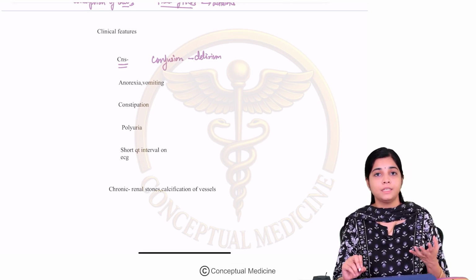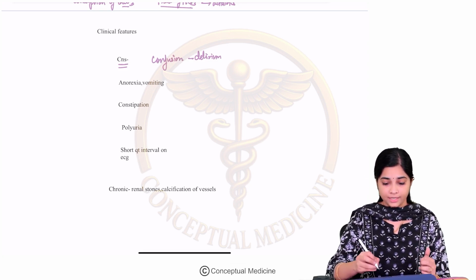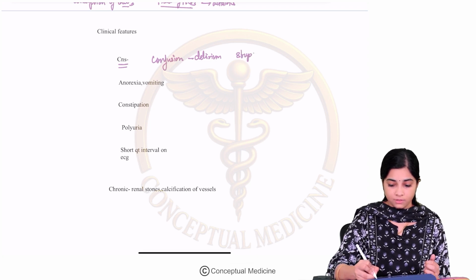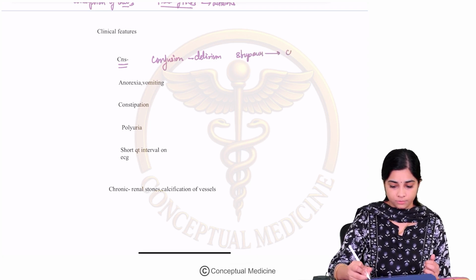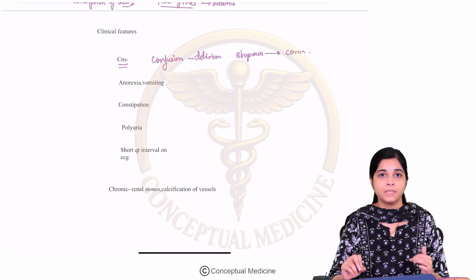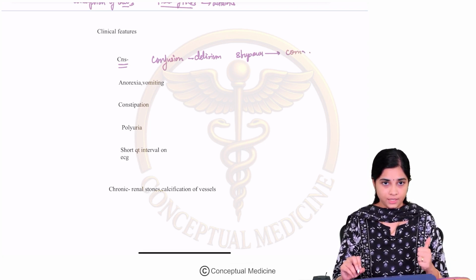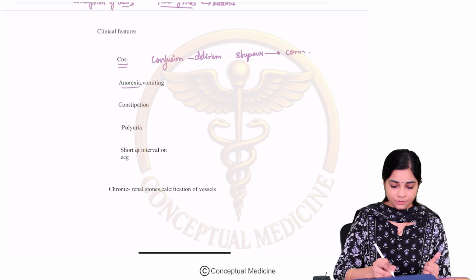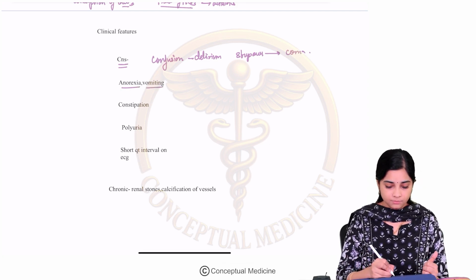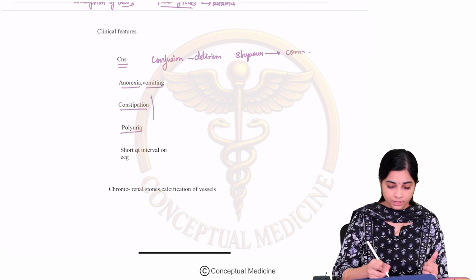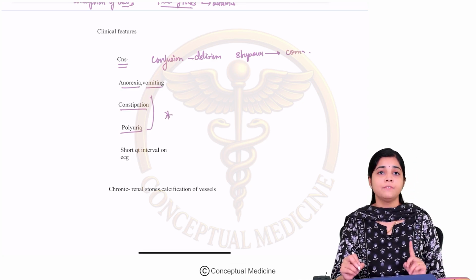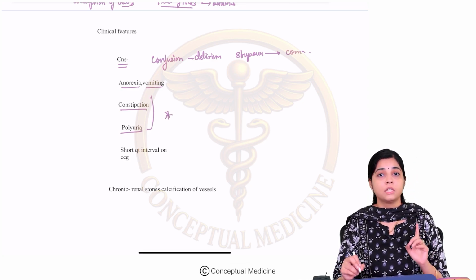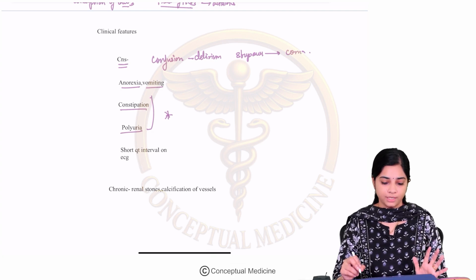So they will be very delirious, they will be very confused, and in later stages they can also have stupor or coma. So basically altered mental status is a very important finding in hypercalcemia. Apart from that, you can have anorexia, vomiting, constipation with polyuria. Very, very important diagnostic clincher, constipation with polyuria.